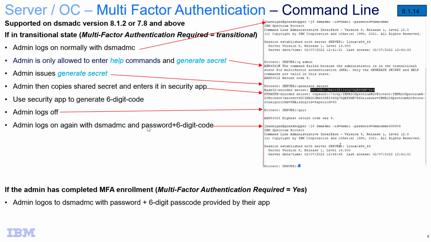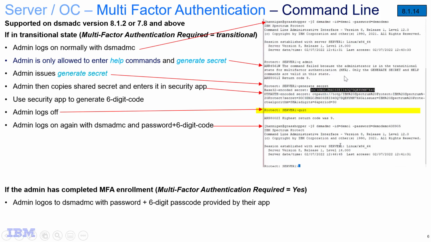Now, if you're logging on with the Spectrum Protect admin command line, it looks a little bit different. An admin who's in the transition mode, the first time they log on, it will come up and show that they are in the transition mode. The only command you can issue when an administrator is in transition mode is either help or generate secret. Once they're logged on, they'll get this message that they are in transitional mode and they need to issue generate secret. When they issue a generate secret, they will then copy that shared secret over to a security application and have that application generate a 6-digit code.